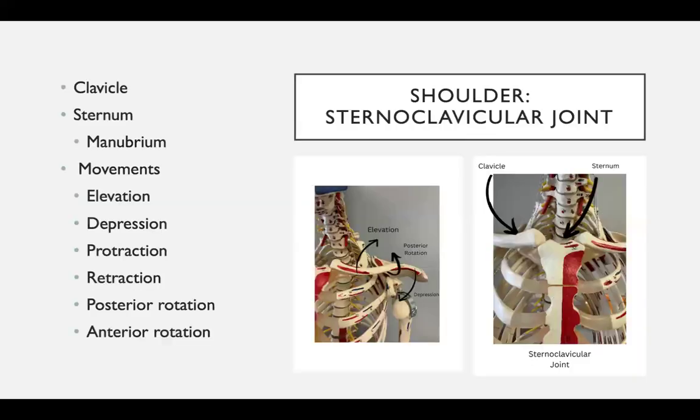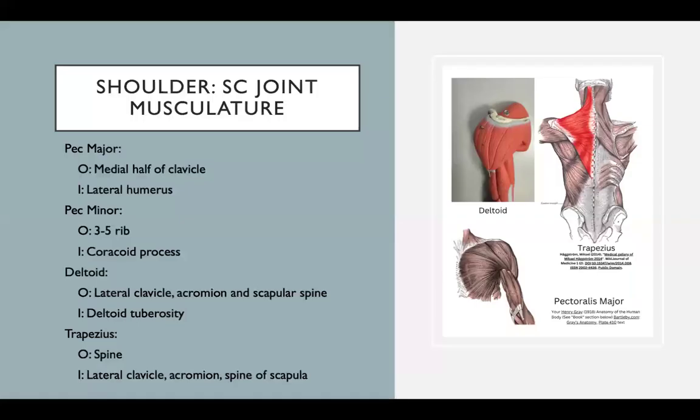The first thing we're going to talk about is the shoulder, which includes the sternoclavicular joint. The bony landmarks are the clavicle and the sternum. The movements of this joint are elevation, depression, protraction, retraction, posterior rotation, and anterior rotation. The musculature of the sternoclavicular joint include the pec major, pec minor, deltoid, and trapezius.